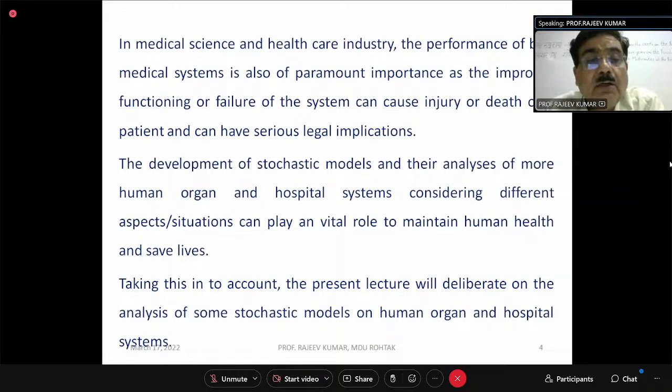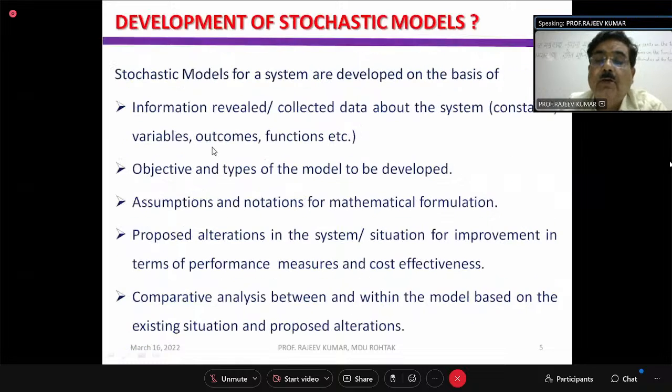Therefore stochastic modeling analysis, especially for medical science, human organ and hospital systems, taking care of all possible situations and aspects, is quite useful, as it helps maintain human health and save lives. So my focus today will be on such systems.